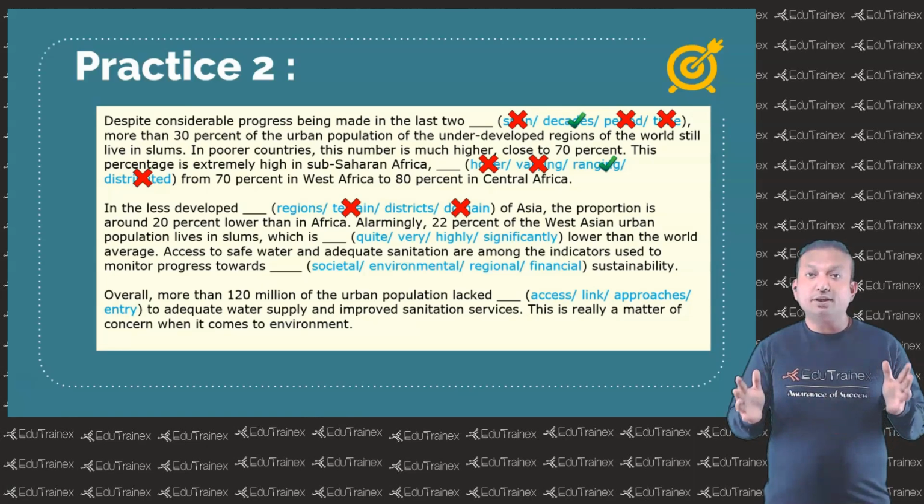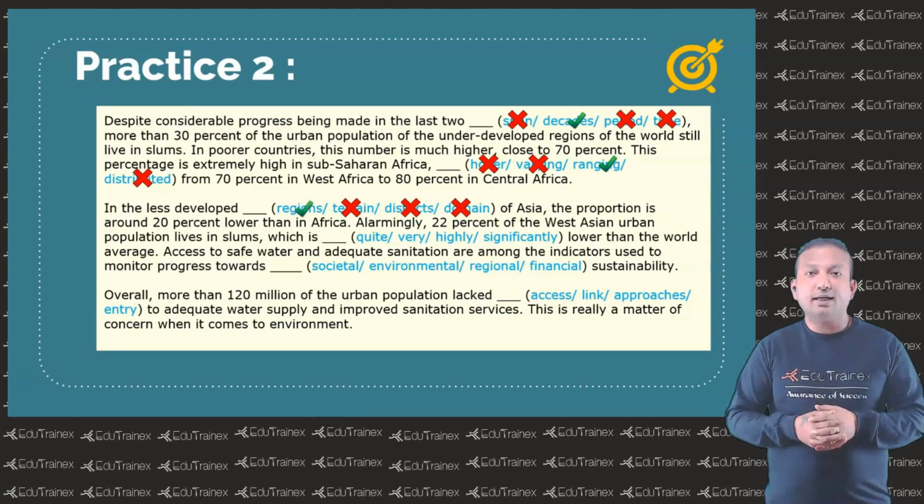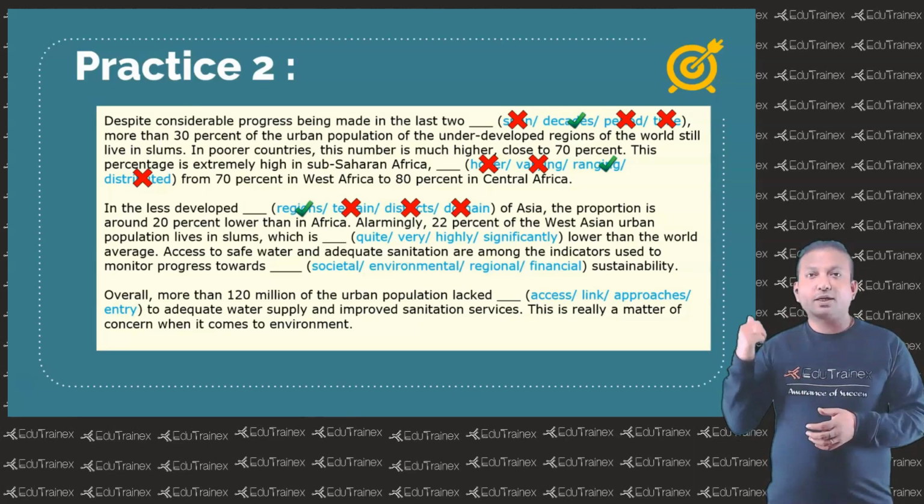Now Asia is a continent, and using districts to talk about areas is not very precise, as districts are mostly used when we talk about smaller areas like cities or communities. So region is the most appropriate word here, and hence our best answer. Look at the next one.